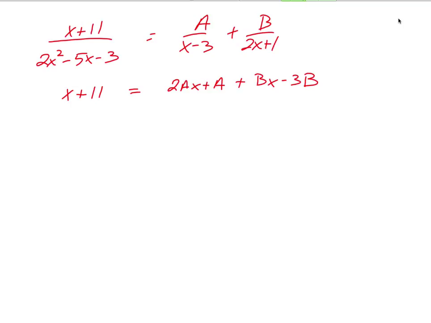I did a times 2x, which is 2ax. I did a times 1, which is a. I did b times x, which is bx. I did b times negative 3, which is negative 3b. All right, now what? Put the x's next to each other. What's next? Factor out the x.